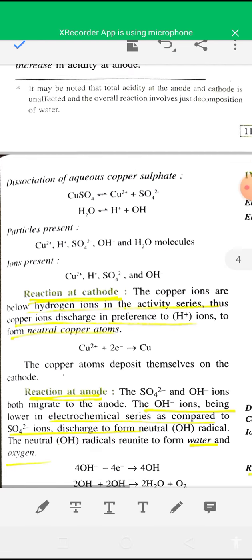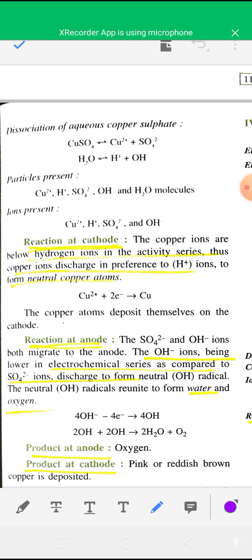On passing current, first copper sulfate will dissociate into Cu2+ ion and SO4 2- ion. Okay, and water also ionizes to form H+ and OH- ion. So the cathode reaction will be: Cu2+ migrates towards the cathode, accepts 2 electrons and is discharged, reduced at the cathode. So during electrolysis of copper sulfate you will get copper at the cathode.